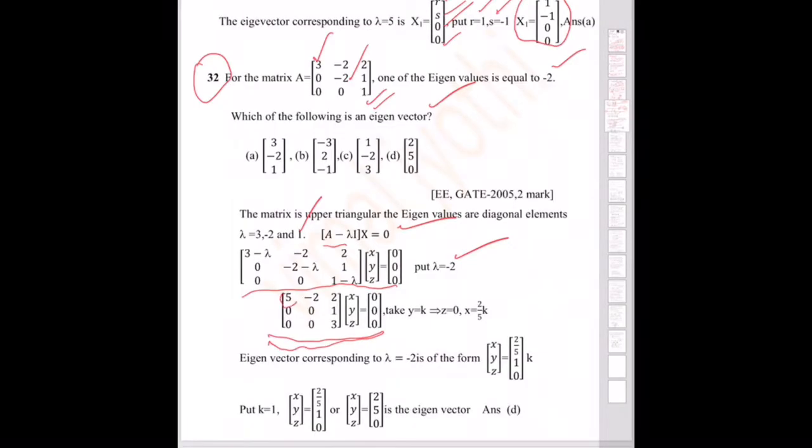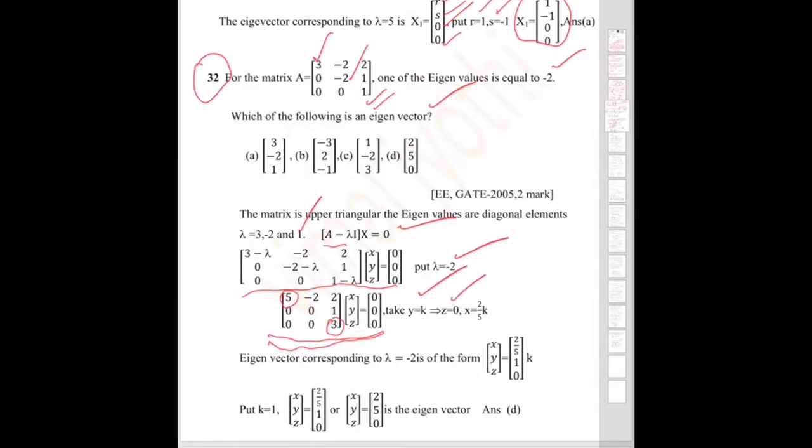These two are the pivot elements. Take y equal to k, we get z equal to 0 and x equal to 2/5 k. That is, the eigenvector corresponding to lambda equal to minus 2 is (x, y, z) equal to (2/5, 1, 0)k. Put k equal to 1, we get (2/5, 1, 0). Multiplied by 5, we get (x, y, z) equal to (2, 5, 0). That is answer D.